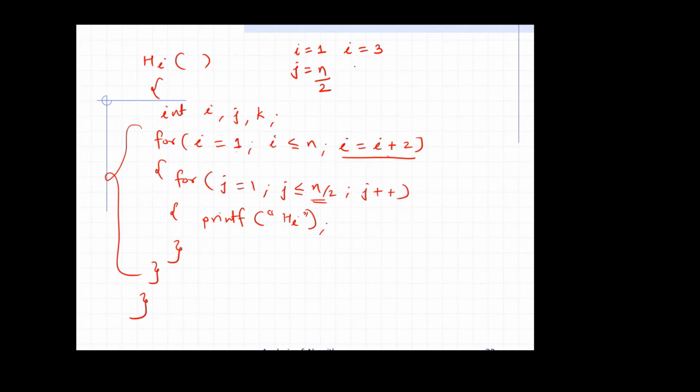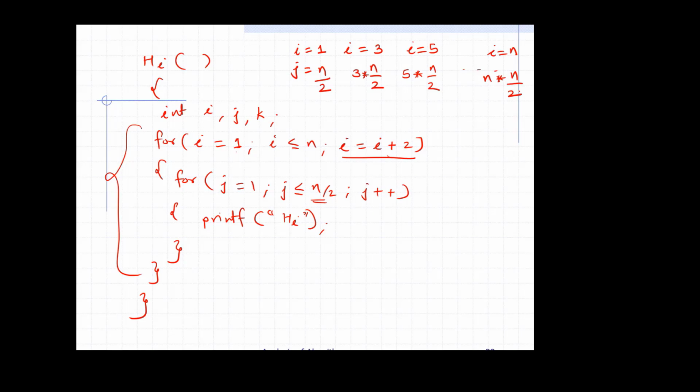So this will run 3 times n by 2. Then I becomes 5, it will run 5 times n by 2, and so on. So every time it increases by 2, at some point I will become n, and let's say it runs n multiplied by n by 2.